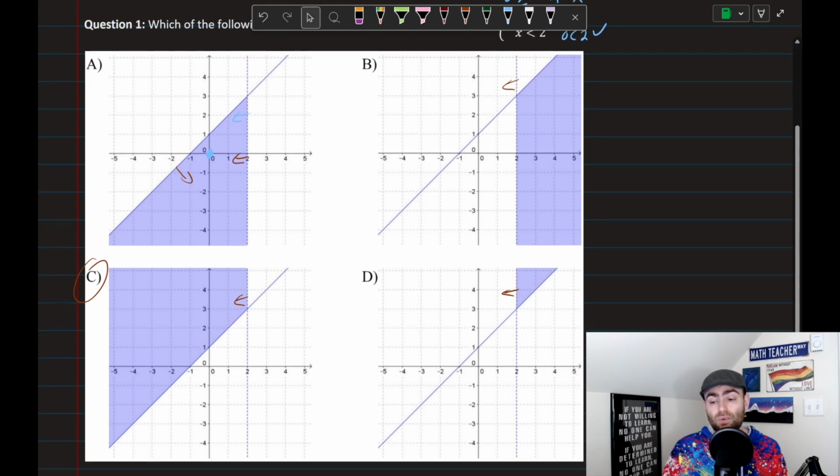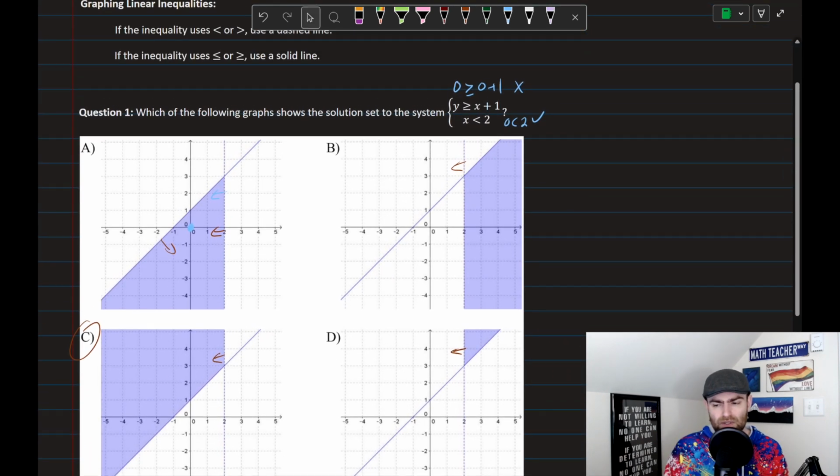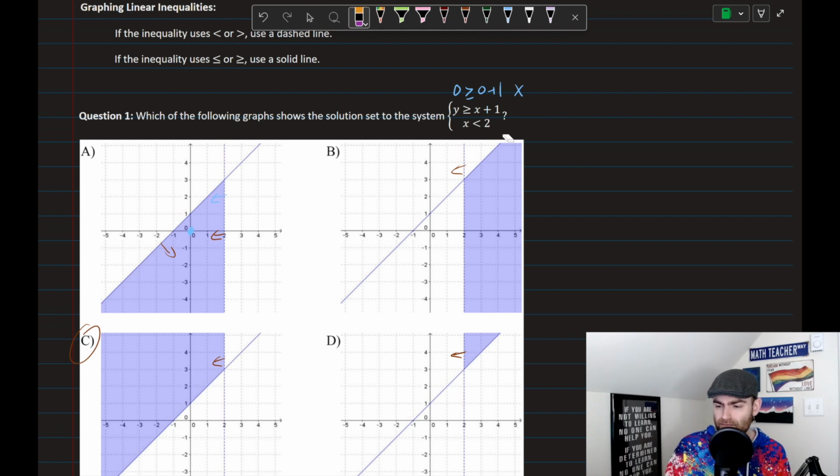And we can try out a point from that region to double check. It's always good to double check. There we are. So let's erase and plug in a point in this region. I spy with my little eye that 0, 3 works. 0 for the x, 3 for the y. Let's switch that one. 3 is greater than or equal to 0 plus 1, that is true. And then 0 is less than 2, also true, so that is why C would work.